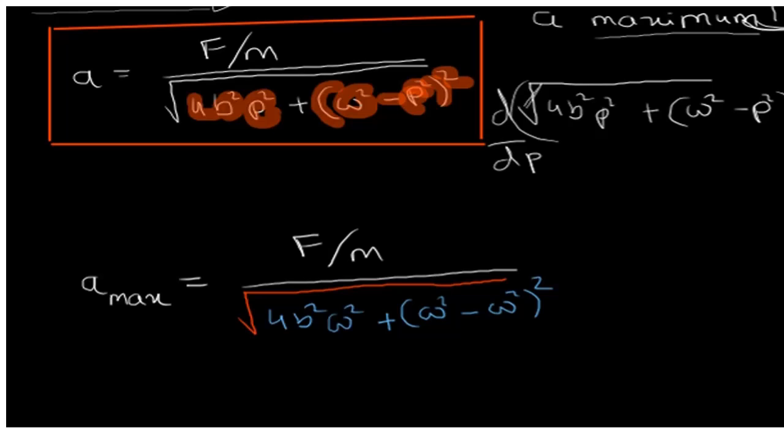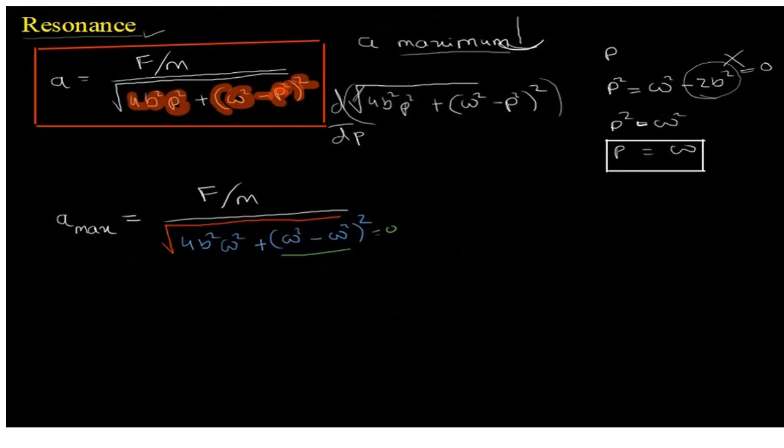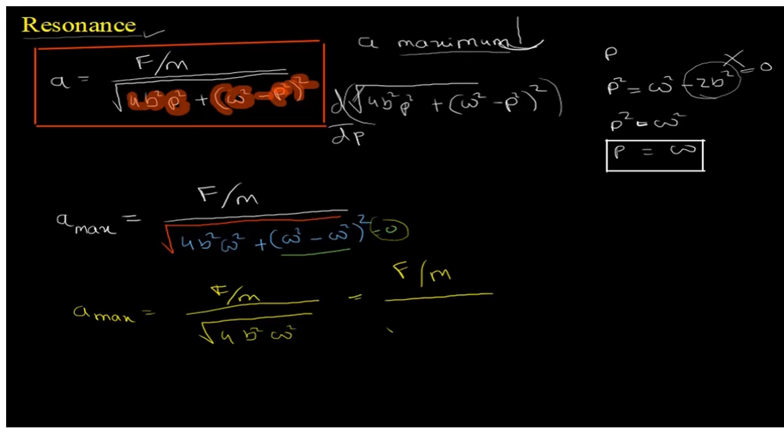Now, as we already know, this term will become 0 because omega square minus omega square is 0. The remaining equation, let us write like this, where a max is equal to f by m divided by under root 4b square omega square. So this becomes 0, right? So now 4b square, under root 4b square omega square. In this equation, let us take the under root term outside. When 4 comes out, it becomes 2. When b square comes out, it becomes b. When omega square comes out, it becomes omega.